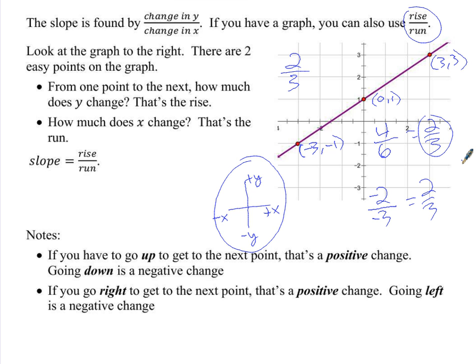You can instantly check your graphs just by knowing that little fact. If you graph something that should have a positive slope, you should at least see a line that goes up from left to right. If it's supposed to have a negative slope, then you should at least see a line that goes down from left to right. It's very easy to check that. These two notes right here are incredibly important. Rise up is positive, rise down is negative, run right is positive, run left is negative.